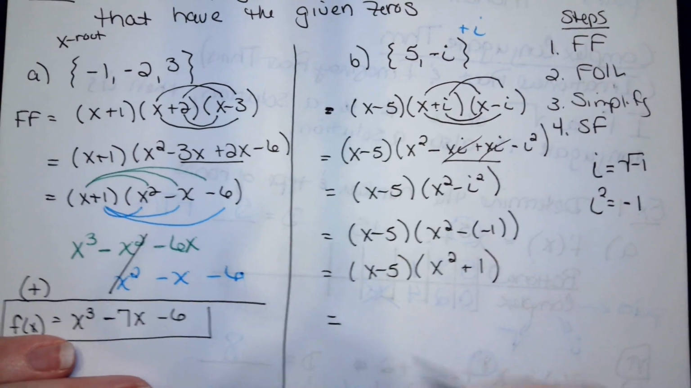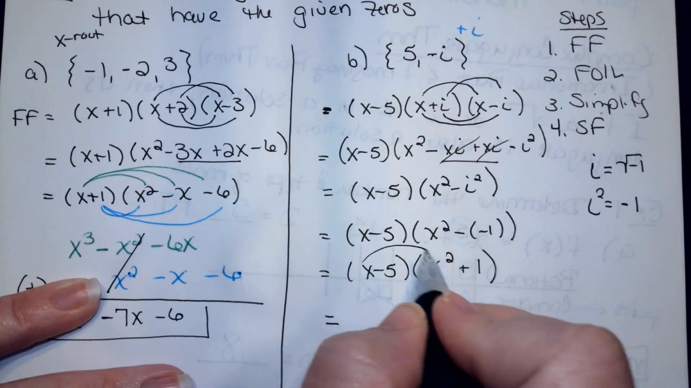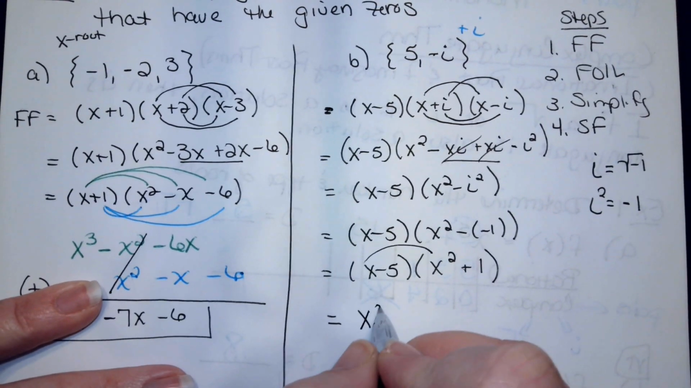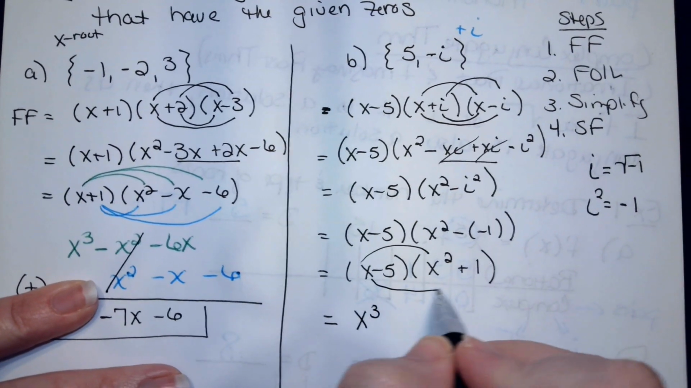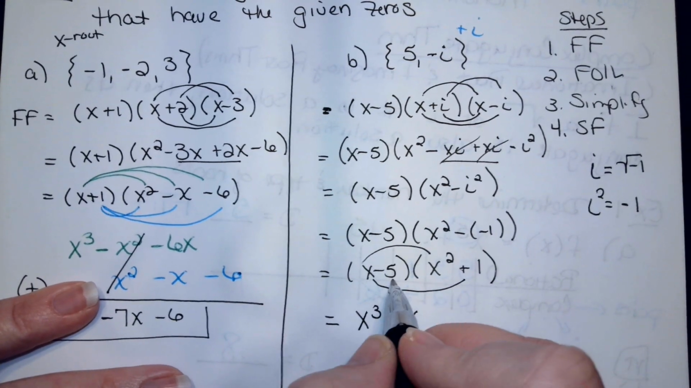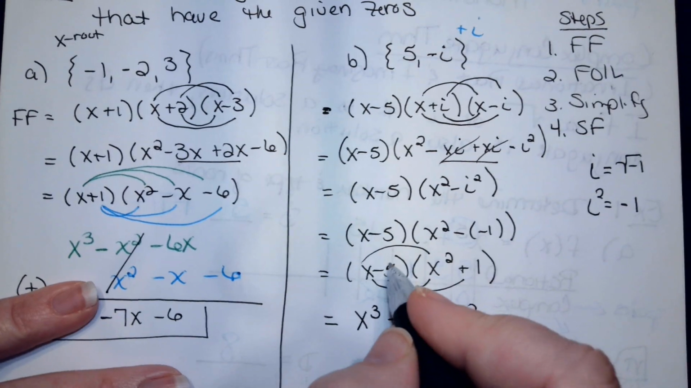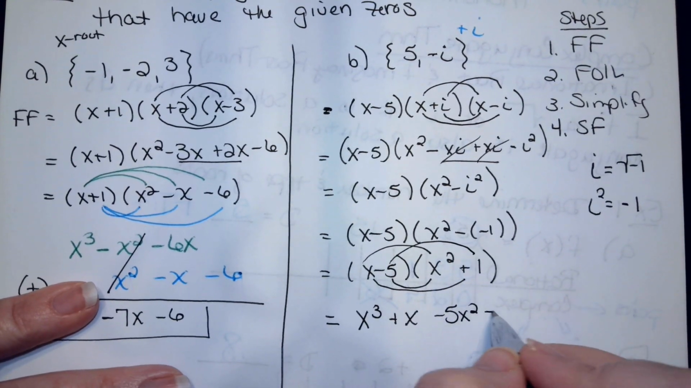Yes, it's a lot of work. First two terms, x times x squared is x cubed. Outside terms, 1 times x is 1x. Inside terms, minus 5x squared. And last two terms, negative 5 times 1 is negative 5.